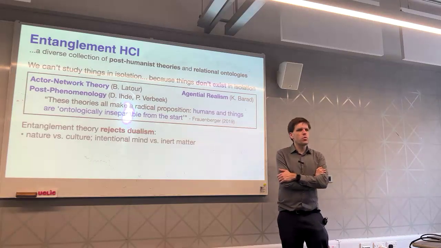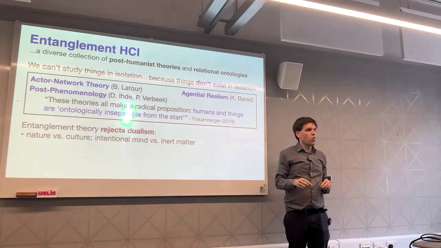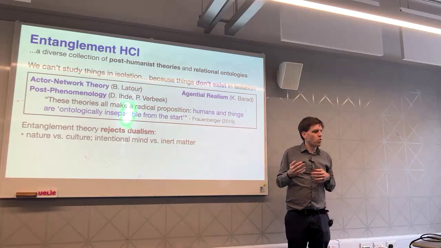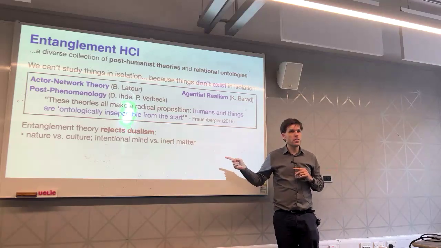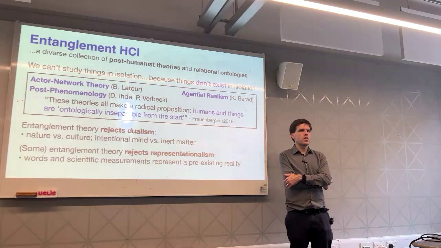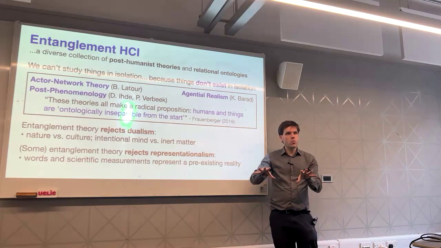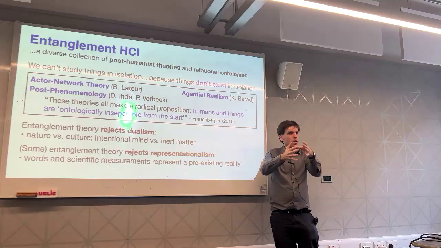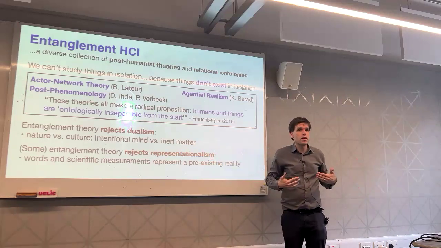Entanglement theory tends to reject dualisms, the idea that there's nature over here and culture over there, and those are separate, or that there's the intentional mind versus inert matter, or mind and body. All of these neat separations are often challenged by these entanglement theories, and some of them also reject what is known as representationalism, which is the idea that there is an underlying reality that we then come up with words and scientific measurements for, that somehow represent that underlying reality that was there before we started looking and will remain there after we stop looking.